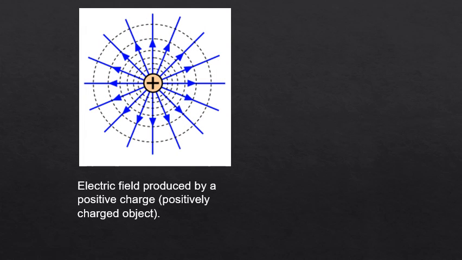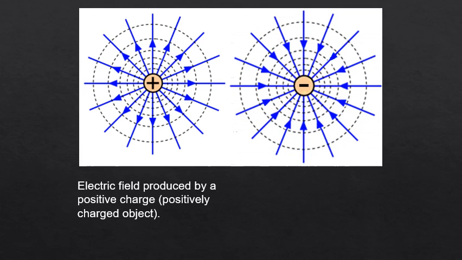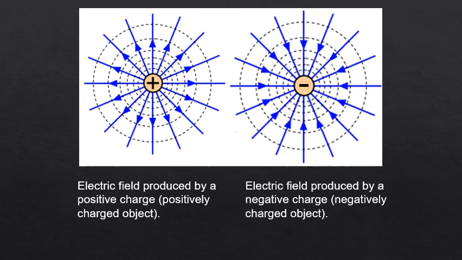So now we're looking at the individual point charges. First, the electric field produced by a positive charge. The first thing you will notice is that the direction of the electric field is away from the positive charge. Conversely, for a negative point charge, the electric field is moving towards the negative charge. So in convention, in physics, electric fields always move from positive to negative.